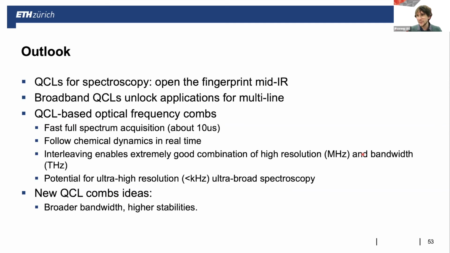So the first question was an expected one. We have now 60 to 100 wave numbers about. What do you think in terms of coverage can we expect in the near future? I mean, we know that QCLs have a broader bandwidth.